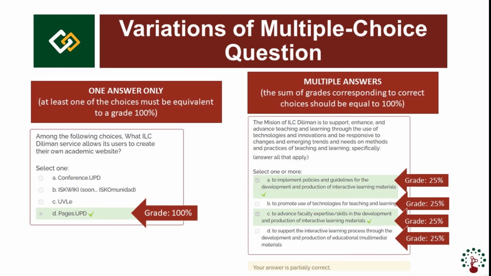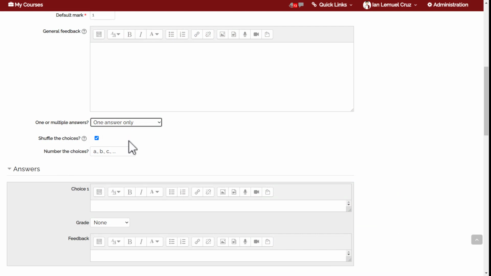So let's say there are 2 possible correct answers. So you should give 50% each of the correct answer, so that if the student answers both correct options, the student gets a total of 100% for that item. So you just have to divide it into parts. On the other hand, if there's only one correct answer, then at least one option should have 100% grade. So for this case, that is interactive.